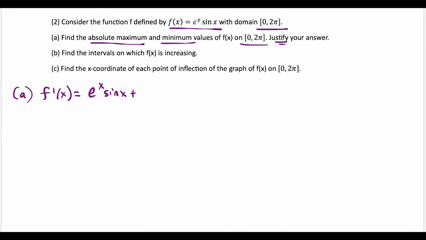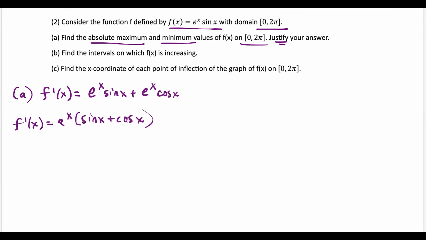So we're doing the derivative of e to the x times sine x, and then we're going to add e to the x times the derivative of sine x, which is cosine x. So we have to start off here using the product rule, and then we're going to factor. So we have f prime is equal to e to the x times sine x plus cosine x.